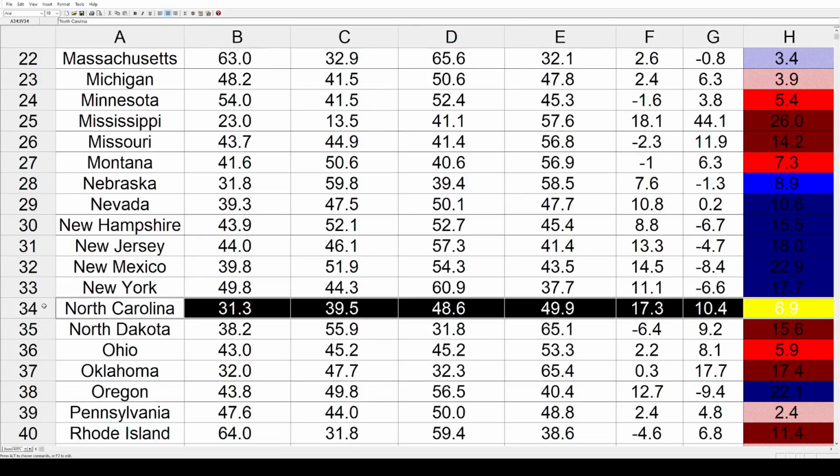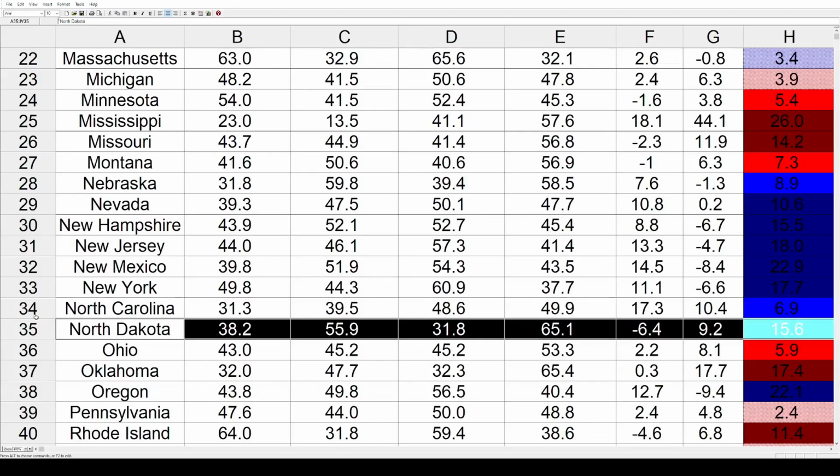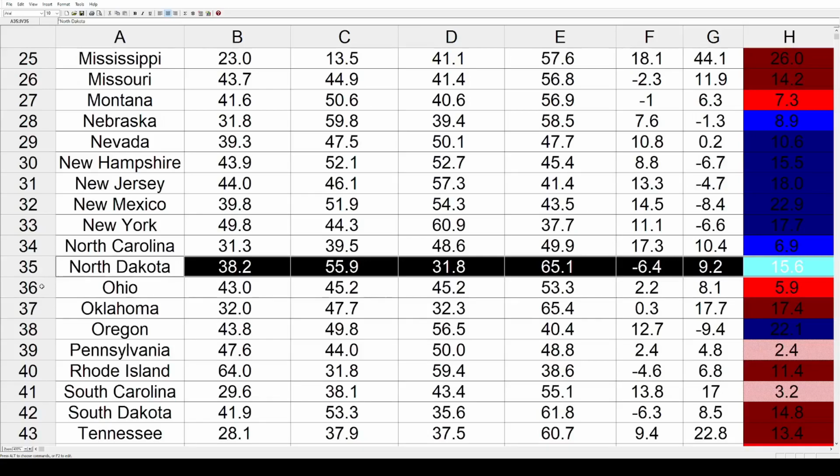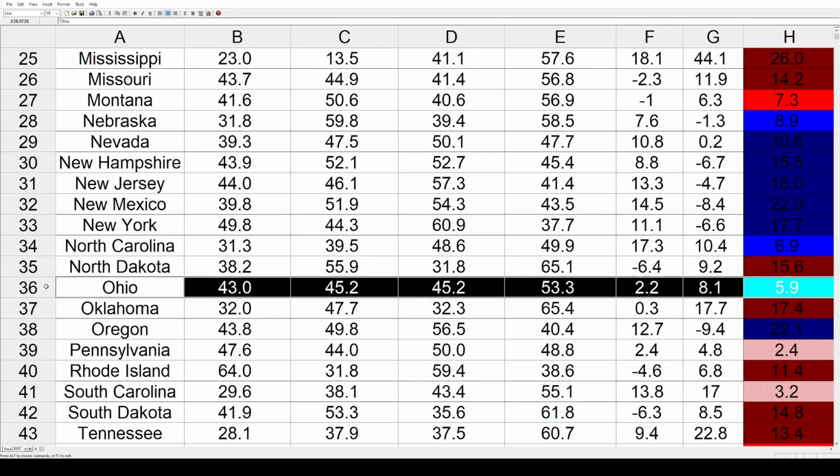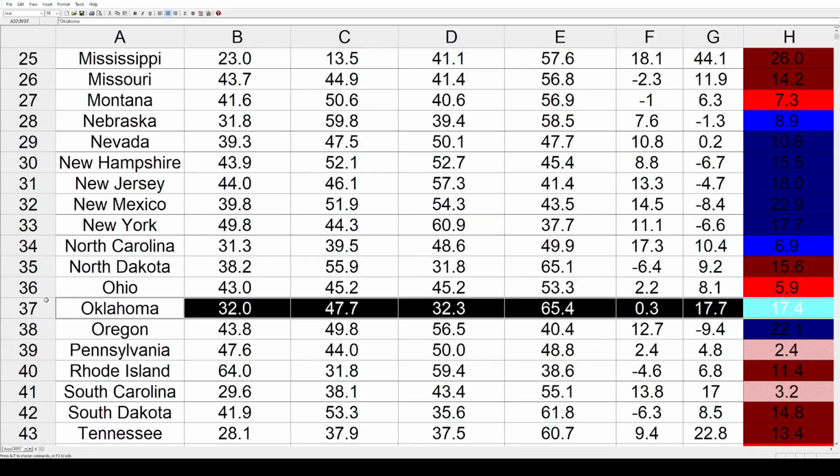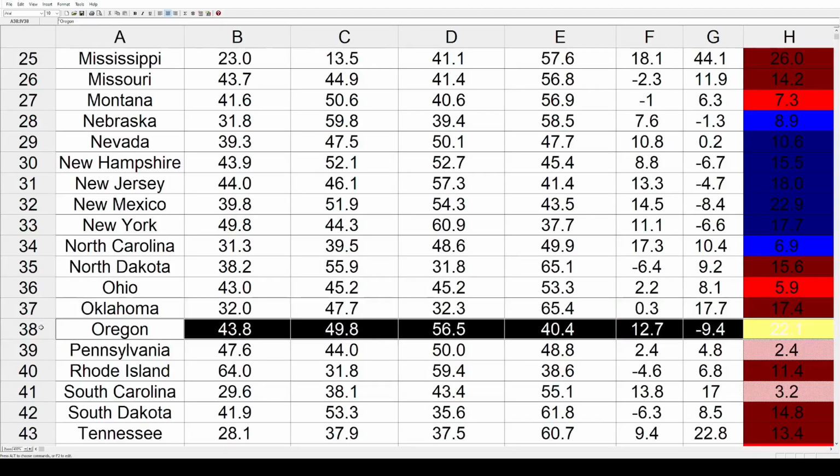North Carolina also shifted toward the Democrats, but by a smaller margin of 6.9. North Dakota had a big jump toward the Republicans by 15.6. Ohio, a smaller jump by 5.9. Oklahoma had an even bigger jump of 17.4. In Oregon, that state went toward the Democrats by a big 22.1.